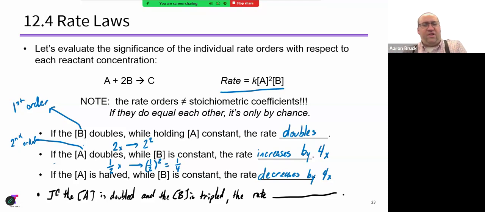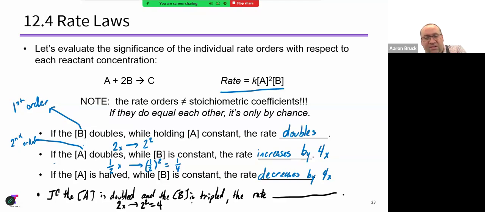So if the concentration of A is doubled and the concentration of B is tripled, what's going to happen? Well, basically, we're just going to do the 2 different manipulations, but then we're going to multiply them together because the rate law multiplies together those concentrations. So doubling A would get an increase by a factor of 4.